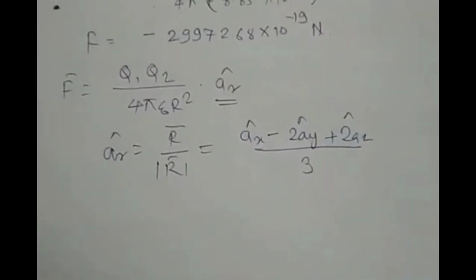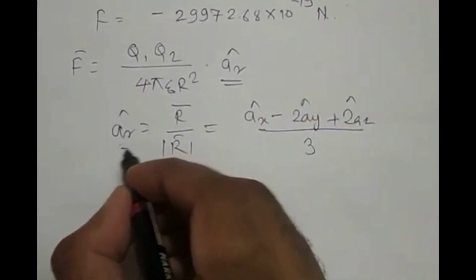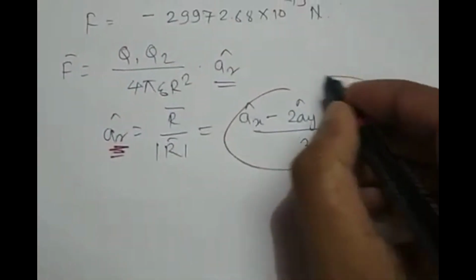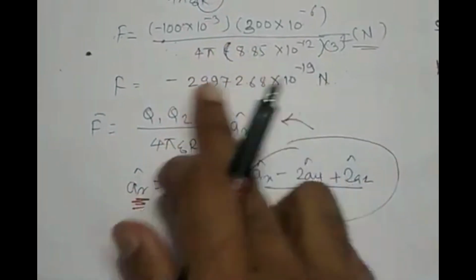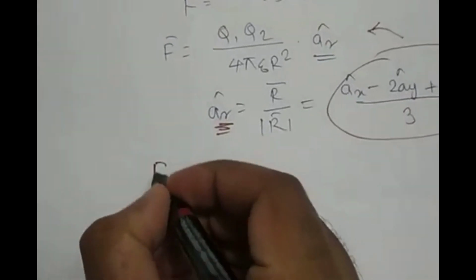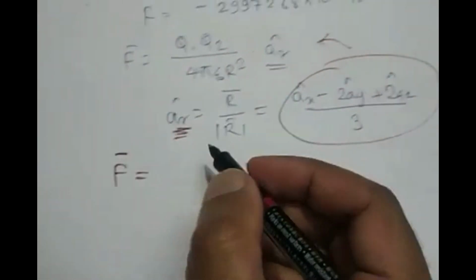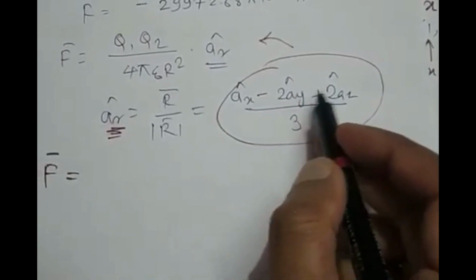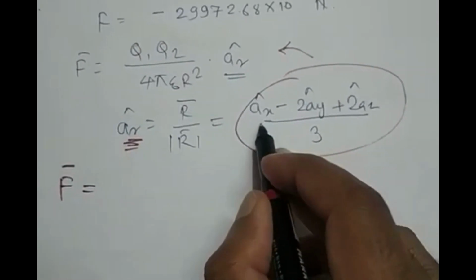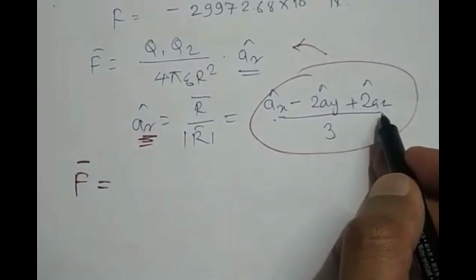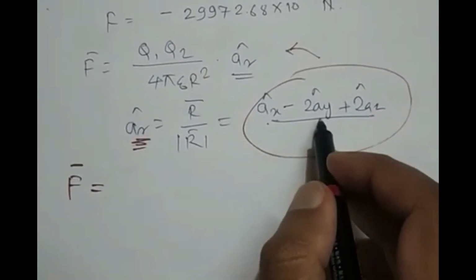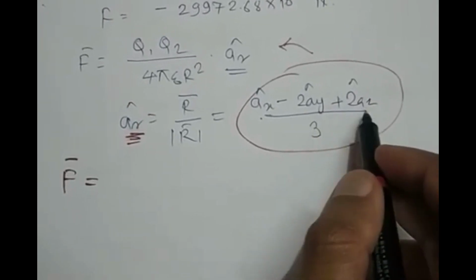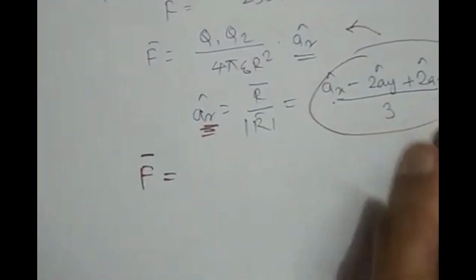So if we keep this value of a_R cap in this expression, we already have this force value. So we'll get some value of F bar, that is in vector form. There we'll get the answer in terms of all directions. Force will have a component in X direction, Y direction as well as Z direction. What is the X cap? The unit direction component in X. AY is the direction component in Y and AZ is the direction component in Z.